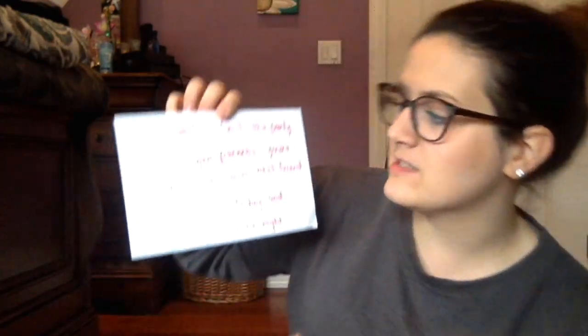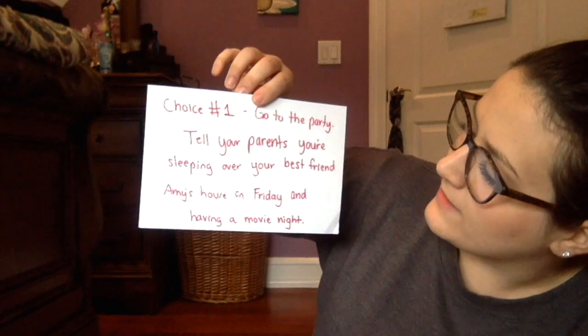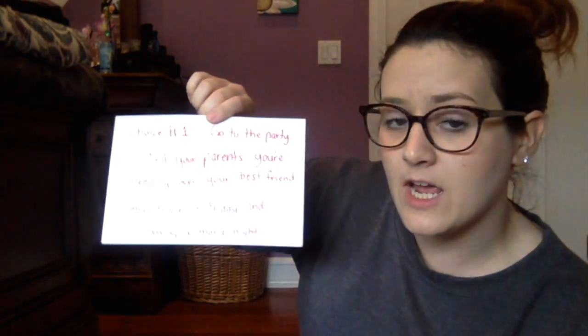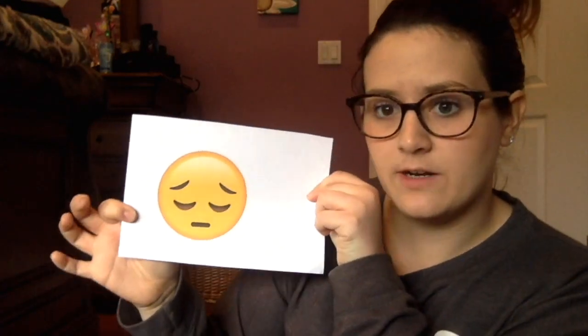Okay? So, choice number 1, go to the party. Tell your parents you're sleeping over your best friend's house and having a movie night. That is the wrong decision. Okay? And there's a couple of reasons why. First of all, that party has alcohol and you're underage and you should not be having alcohol. That's illegal. And the second thing, their parents aren't home. So since there's no supervision, someone can get really hurt and something could happen.